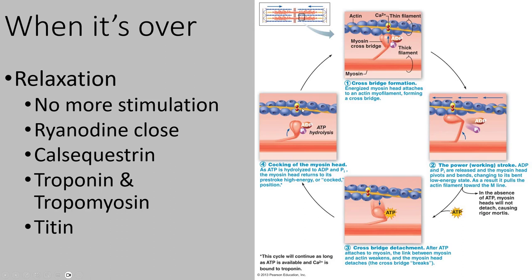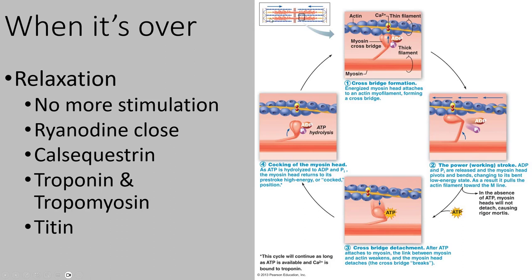So the calcium falls off of the troponin to move back into the sarcoplasmic reticulum. The troponin moves back into its initial shape, pulling tropomyosin back over the active site on the actin. Myosin can no longer form a cross bridge.